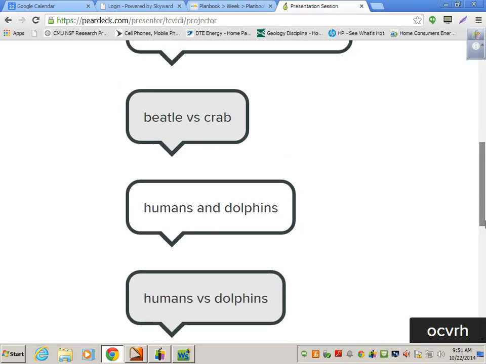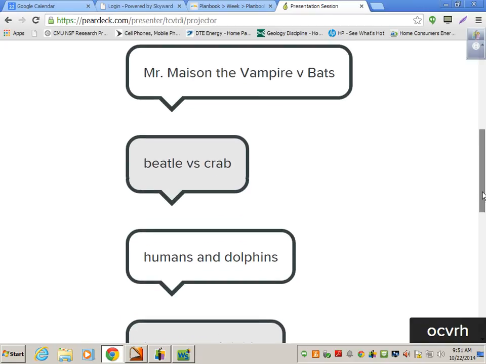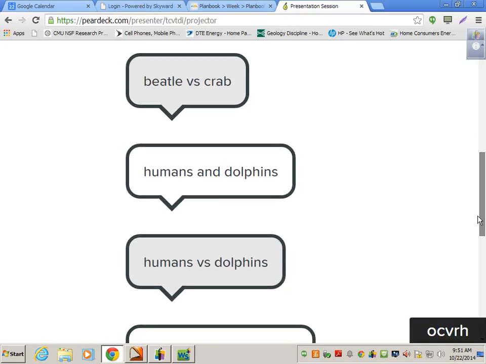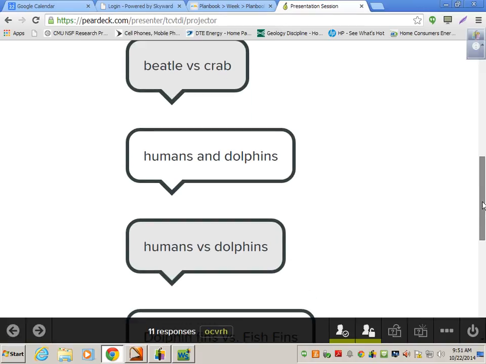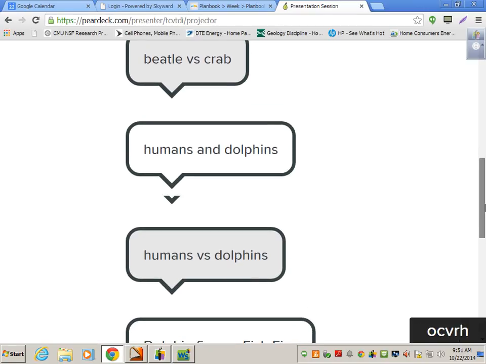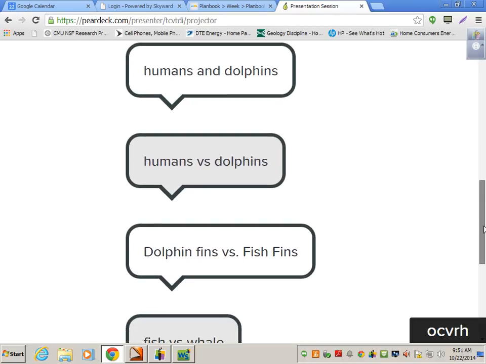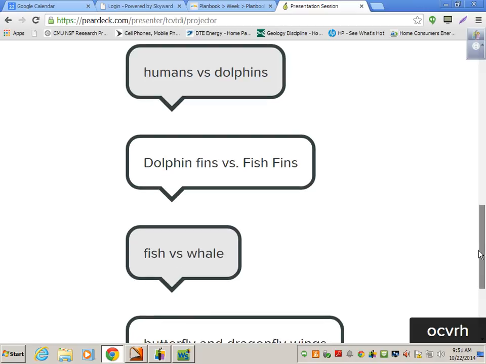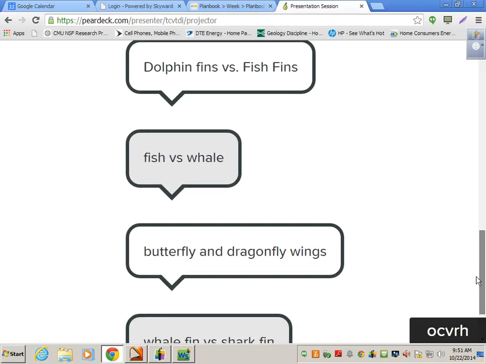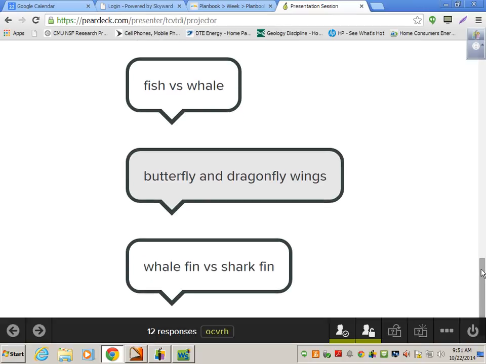All right. What do I have in common with a bat? Not turtle. Oh. Okay. That's true. I hang from the. Oh, I don't. You shouldn't admit things in class. All right. Beetle versus crab. They both have a hard exoskeleton. Yeah. Humans and dolphins, mammals. Yeah. Okay. Dolphin fins and fish fins. Very good. I like that one. Whale, fish whale. Yeah. Fishy whale.